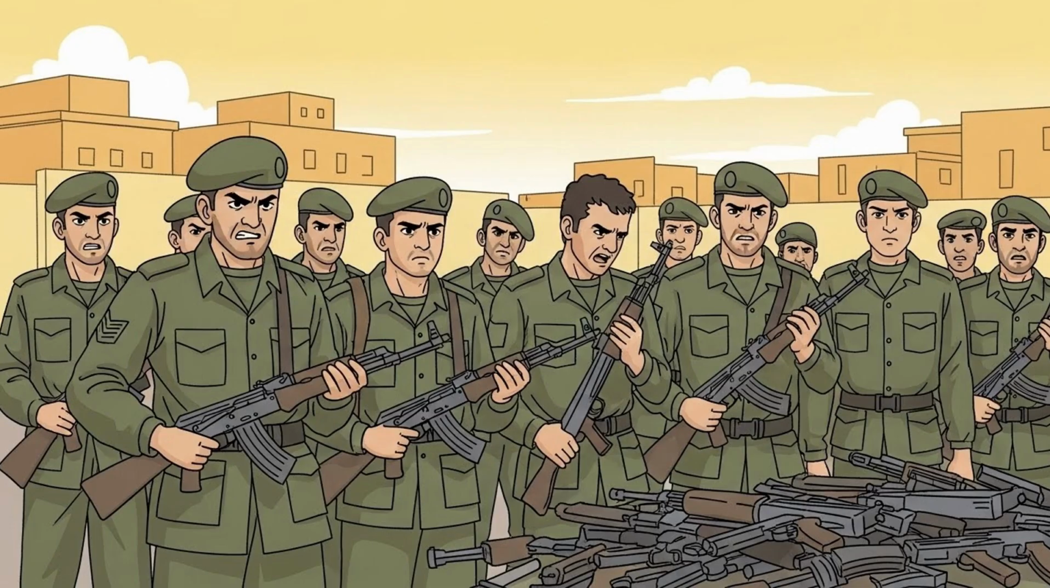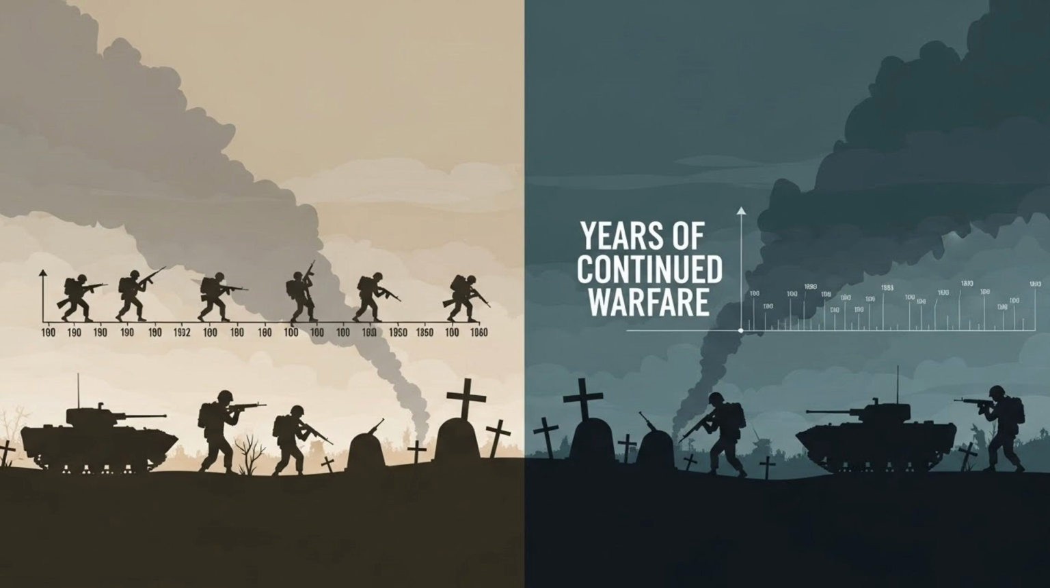They disbanded the Iraqi army, putting hundreds of thousands of armed men out of work. They dissolved Iraqi government institutions, creating a power vacuum. Sectarian violence exploded. What Bush's advisors promised would be a quick liberation turned into a decade-long occupation.